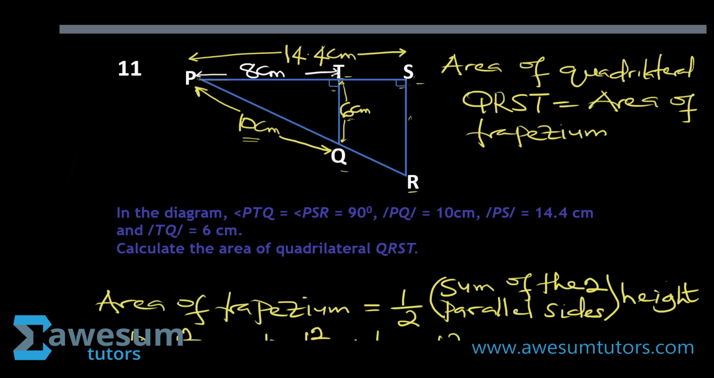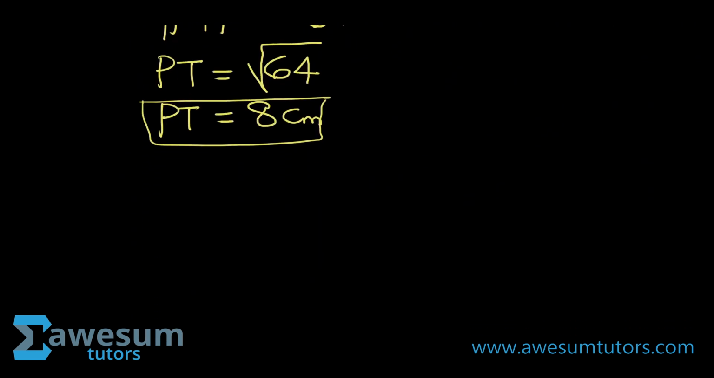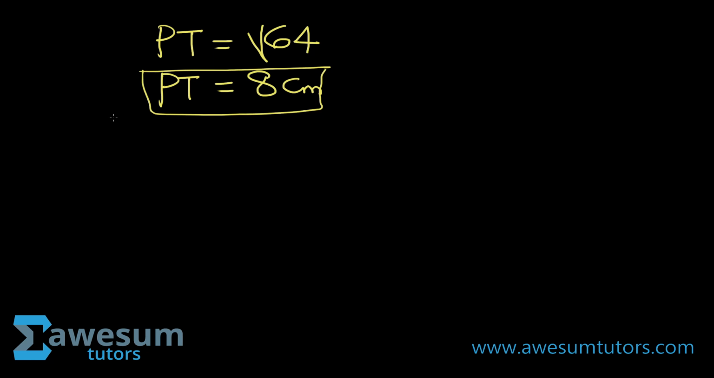From here to here, that's P to T, is 8 centimeters. What is going to be from here to here? You would agree with me that that is going to be subtraction. That's going to be 14.4 minus 8 is going to give you TS. It's going to give you line TS. So that means I will come right here and I will say line TS equals 14.4 centimeters minus PT.